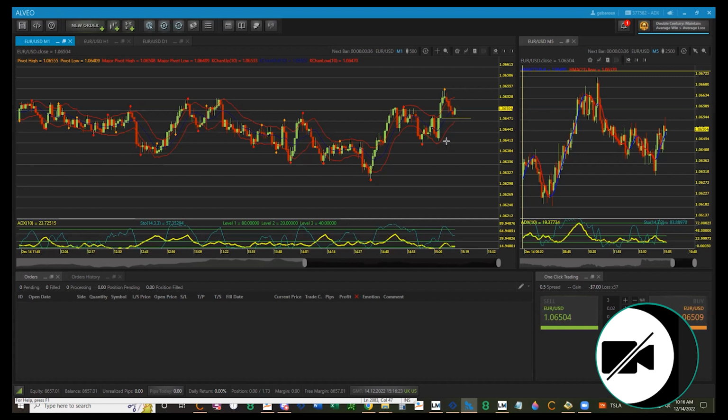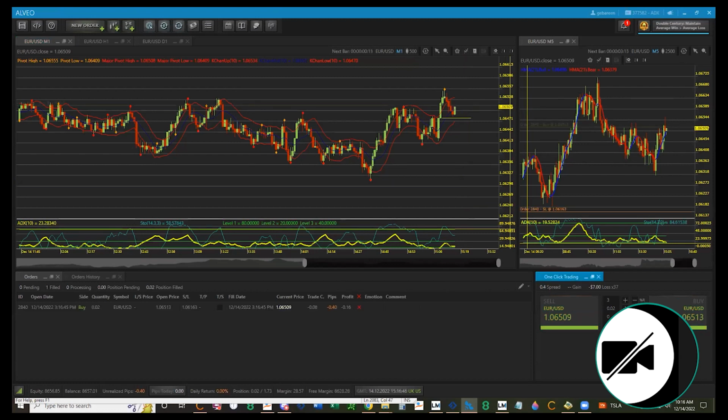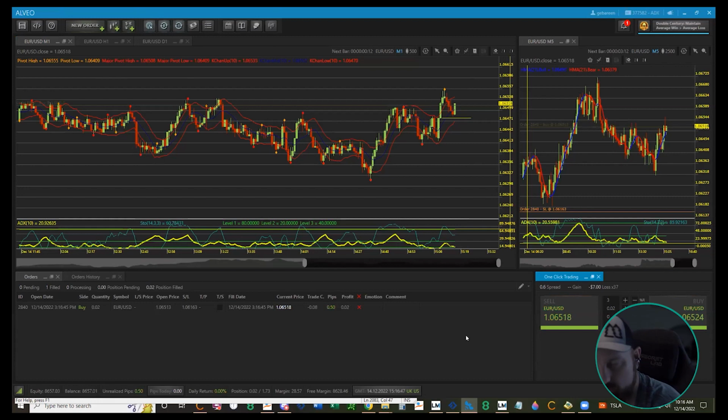But if it breaks this, then you could go for a quick 2 pip down. If it breaks here, if it closes below this line. If it doesn't, like here, maybe I should buy. Let's just throw a buy in and see what happens. Well, let's stick to the challenge.